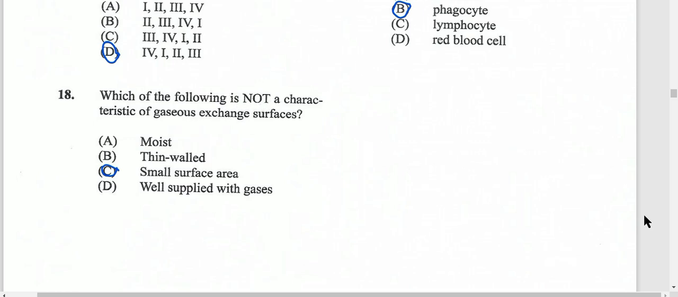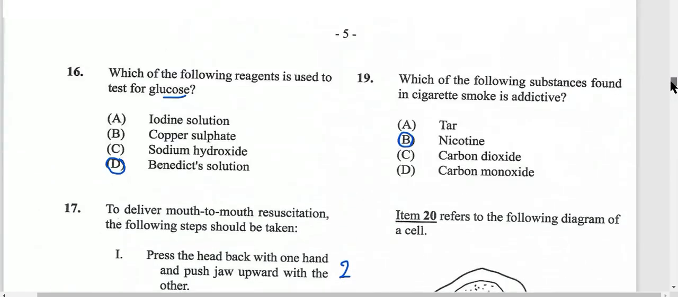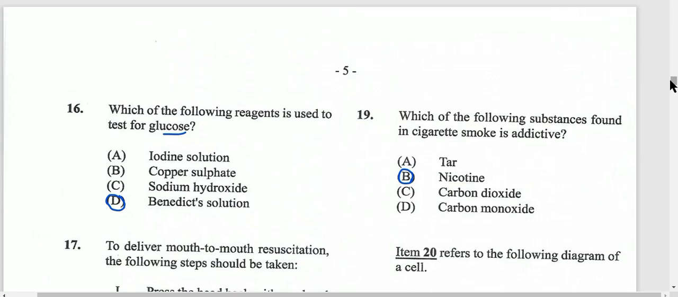And we move on down to question number 19. C is the answer for question number 18. Question number 19 reads: which of the following substances found in cigarette smoke is addictive? This is a repeated question on many papers, and it's going to be nicotine. Tar is going to be causing the cilia cells to stick together. Carbon dioxide, of course, is a product of respiration or combustion, and forms a pretty nasty greenhouse gas. Carbon monoxide will be readily affixed to the hemoglobin, preventing oxygen from being taken up. So our answer here is going to be B for 19. It's always going to be nicotine.